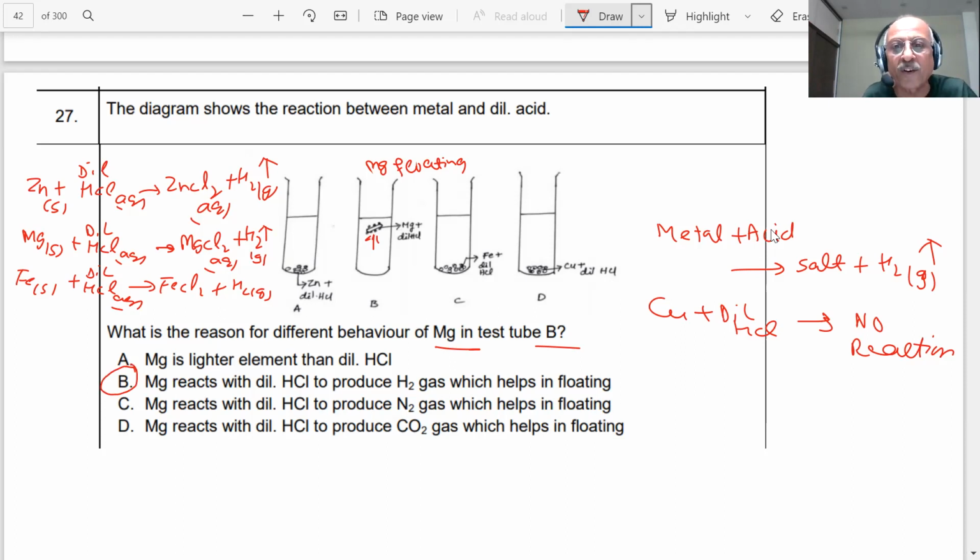Magnesium reacts to produce nitrogen gas? No, there is no nitrogen gas. This is not correct. And magnesium reacts with dilute HCl to produce carbon dioxide? There is no carbon dioxide. So the only answer is B, which is very clear.